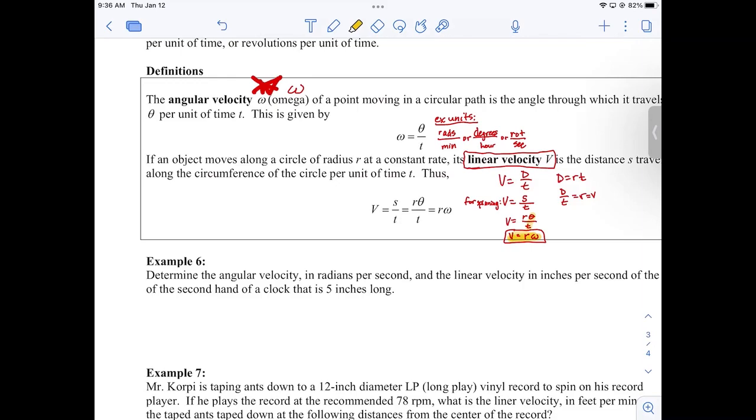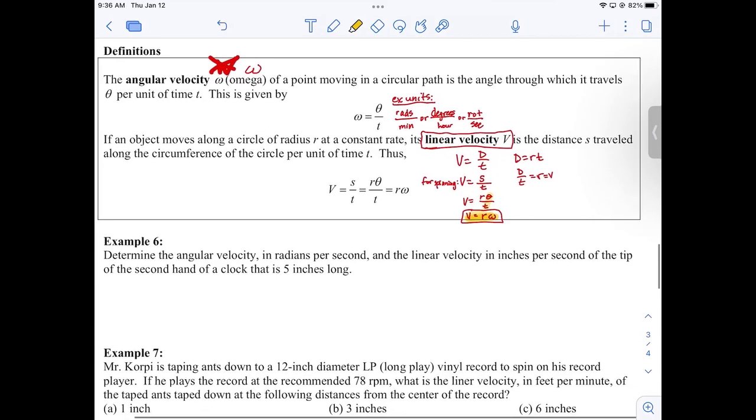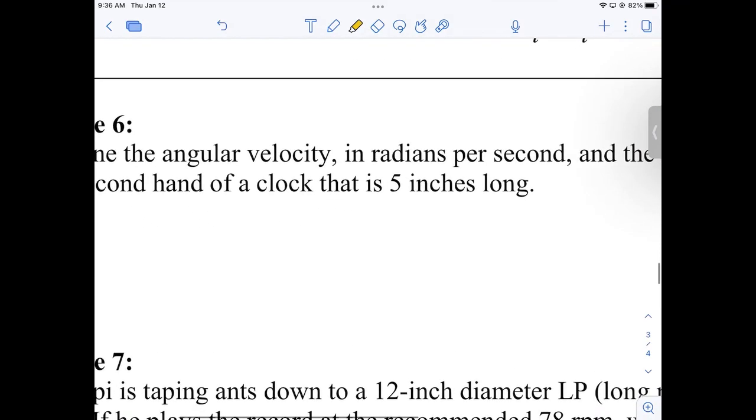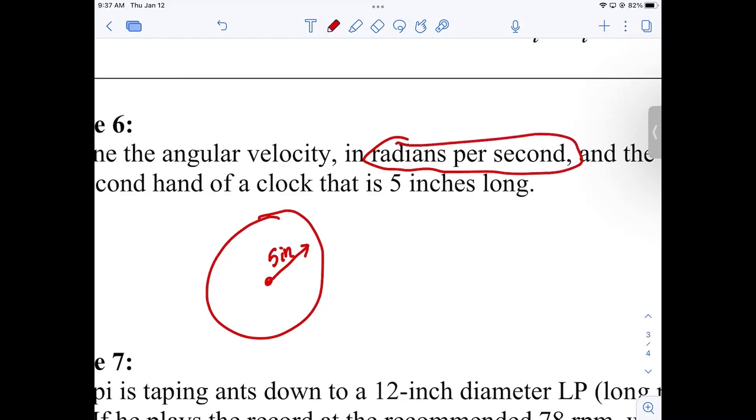Determine the angular velocity in radians per second and the linear velocity in inches per second of the second hand of a clock that's 5 inches long. So if you want to draw a clock, here's the second hand. It's 5 inches long. Now, first of all, let's figure out the angular velocity. The angular velocity says radians per second. Angular velocity, omega, is just theta over time. So, do we know what that is?